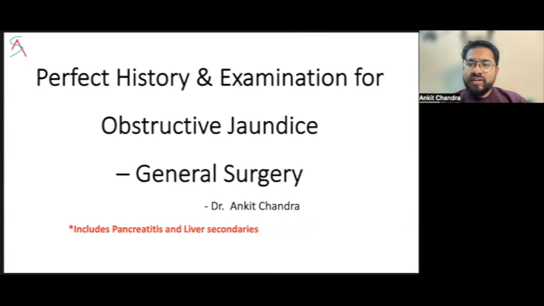Today, we're going to learn how to take a perfect history and examination for obstructive jaundice for general surgery. In general surgery, I'll be making 3 videos regarding the abdomen. One would be obstructive jaundice, one would be appendicitis, and the third one would be your right iliac fossa mass.